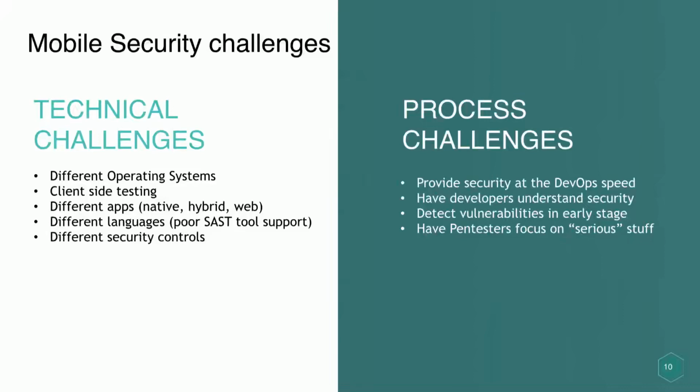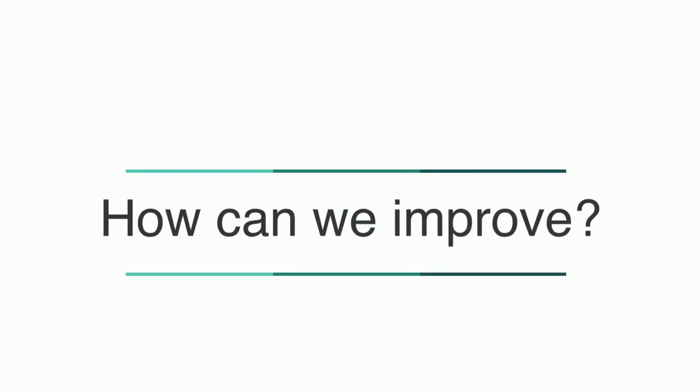If we speak about process challenges, as security engineers, what we want to do is provide security at DevOps speed. We don't want to be there two weeks testing a feature that the developer developed in half a day. We want developers to understand security and detect vulnerabilities at an early stage. At least the basic security should be covered right away. And of course, I'm also a pen tester, so I would like to focus on fun and serious stuff when I do a pen test instead of coding everything. So how can we improve this?